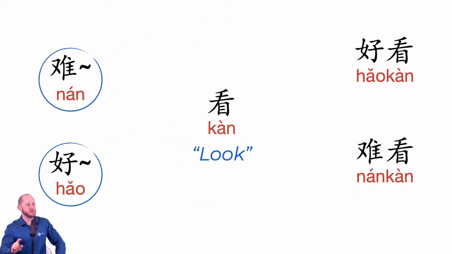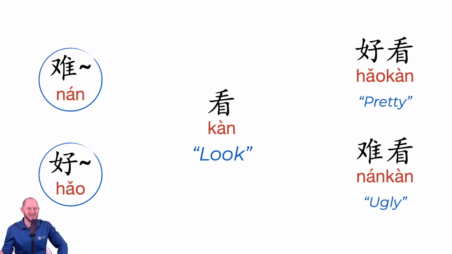Now, these two, 好 and 难, are very useful. So what they are essentially doing is saying that something is hard to do or something is easy to do. And 好 means good normally, and 难 means hard or difficult normally. But when they're prefixes, just think of them as difficult to do verb or easy to do verb. So 难看 or 好看. Well, 好看 means easy to look at, pretty. 难看, difficult to look at, ugly.